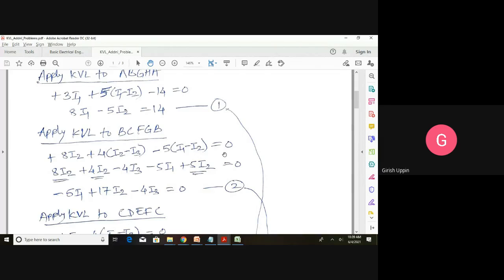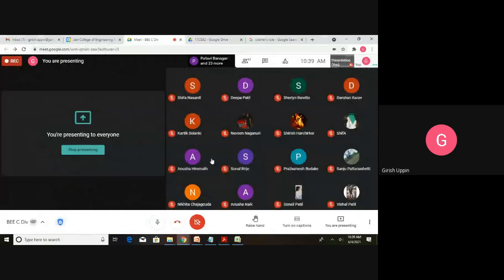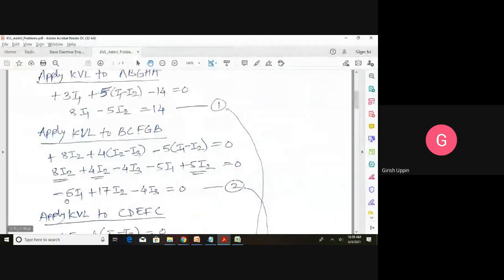Then just simplify. This is 8I2 plus 4I2 minus 4I3 minus 5I1 plus 5I2 is equal to 0. So this is minus 5I1, and for I2 we have 8I2 plus 4I2, 12I2, plus 5, that is 17I2, minus 4I3 is equal to 0. That is our second equation, after the first equation.